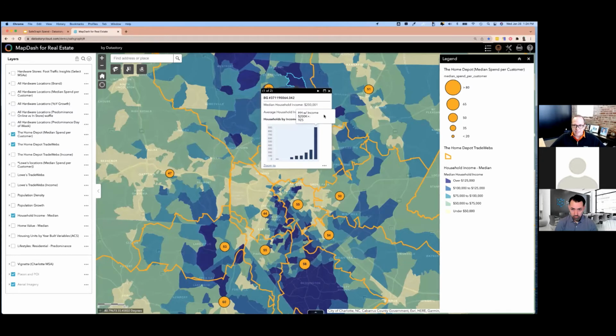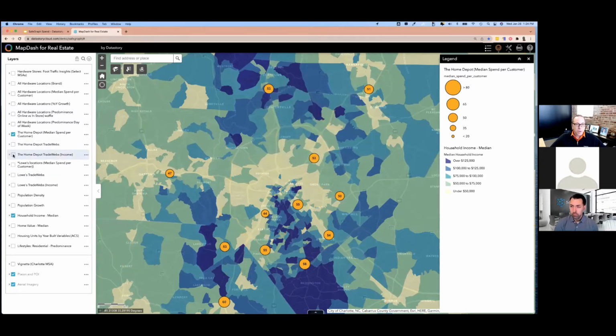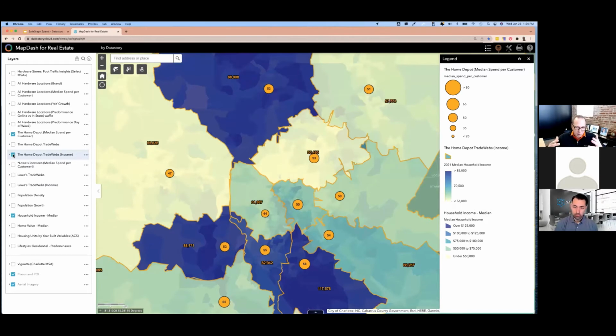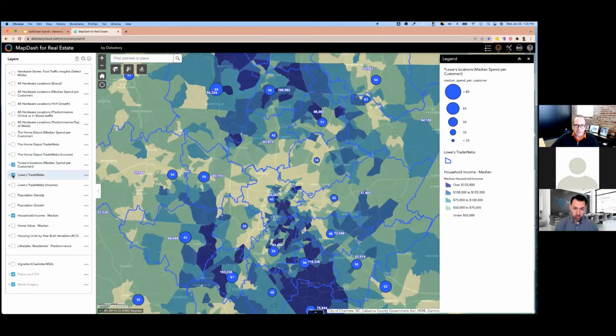I could click on this and see a little bit of that detail if I want. I can also roll up in a more aggregated way. What's the median income for that entire trade web area? And I can tell you Home Depot is interesting in this market. Let me turn on, by contrast, what Lowe's looks like. And there's a greater presence of Lowe's in this market.